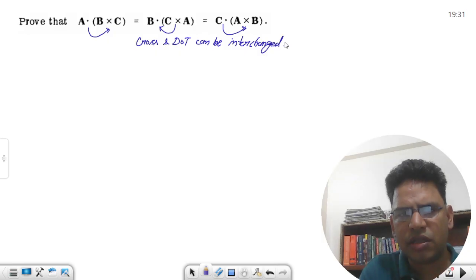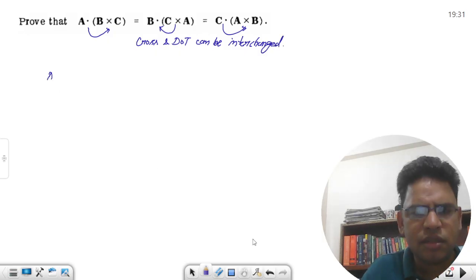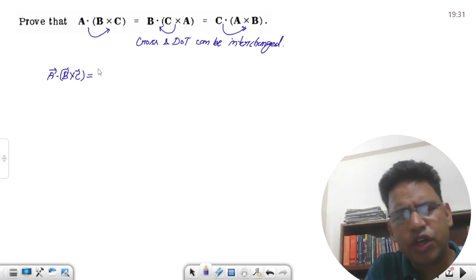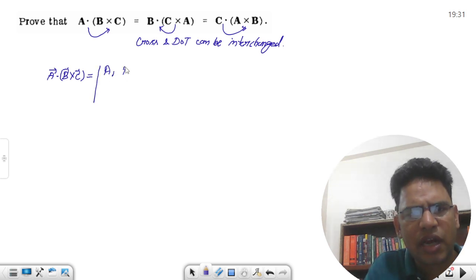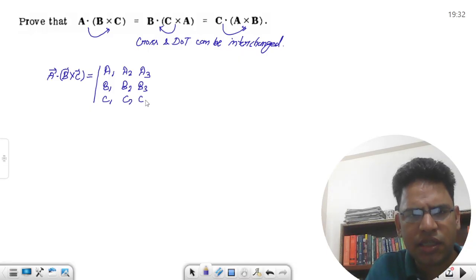They can be interchanged, okay? How do you do that? So if you were to identify this A dot B cross C vector, how are you going to do that? You are going to write components A1, A2, A3, then B1, B2, B3, then C1, C2, C3.